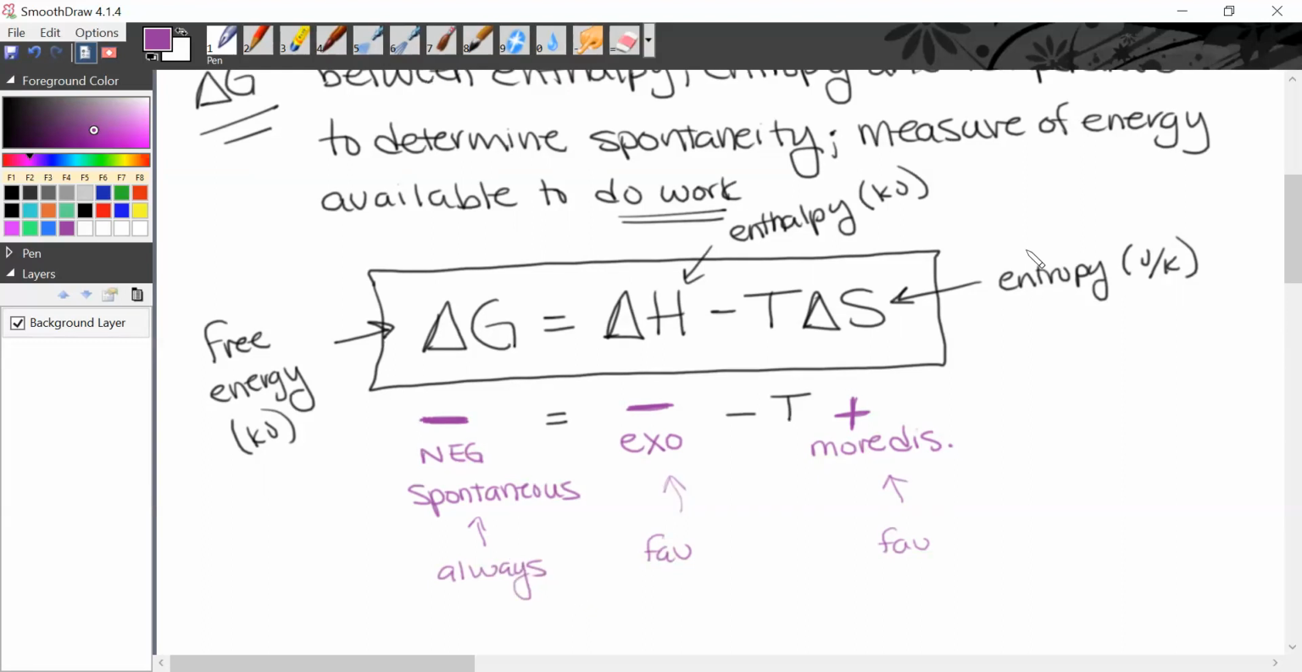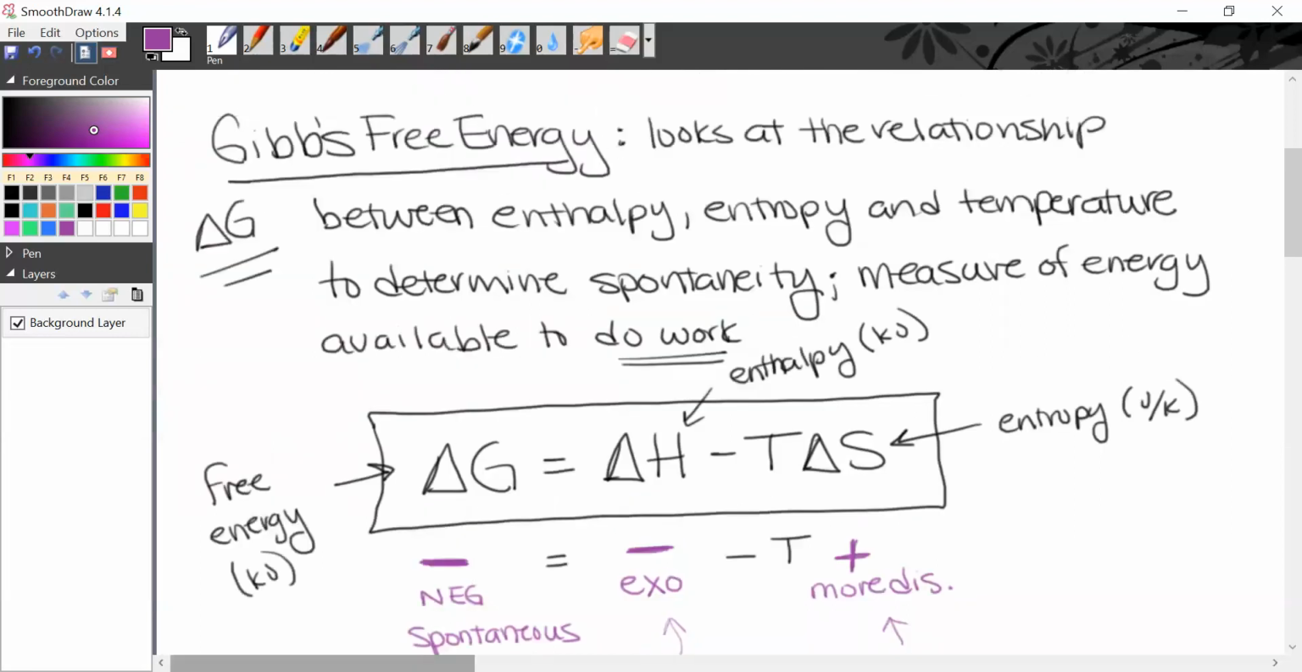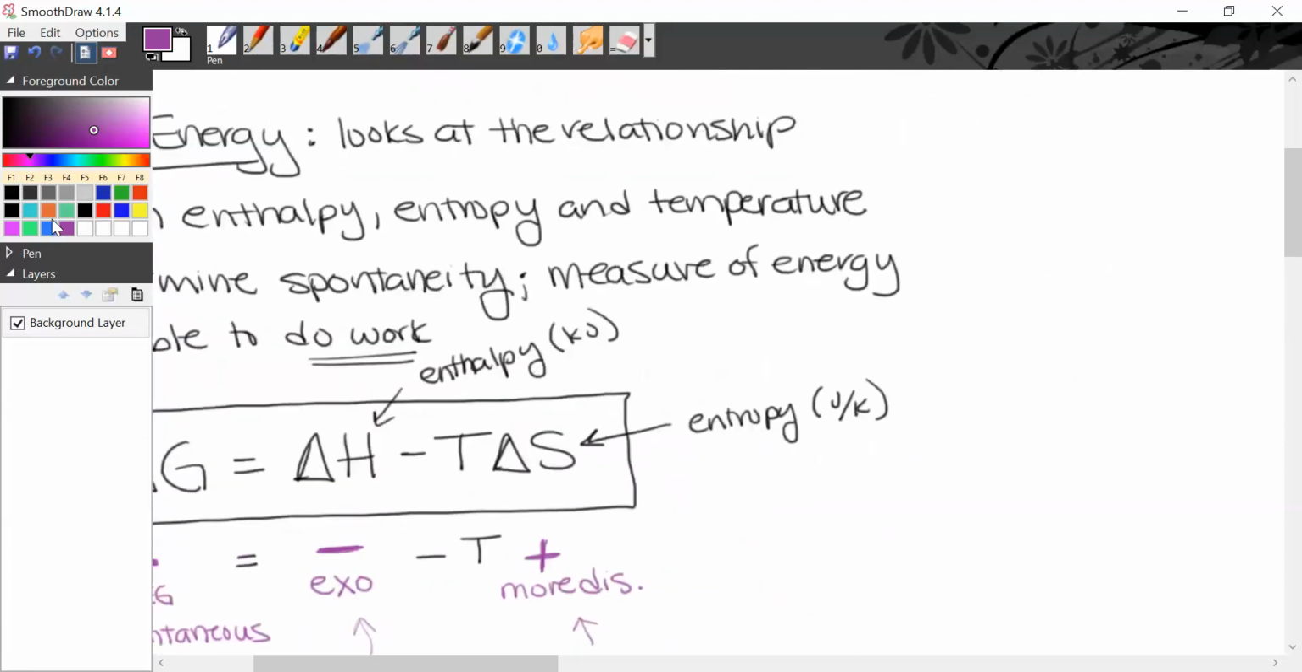Let's add a note up here to our definition on delta G. If you have a negative delta G, the reaction is spontaneous in the forward direction.